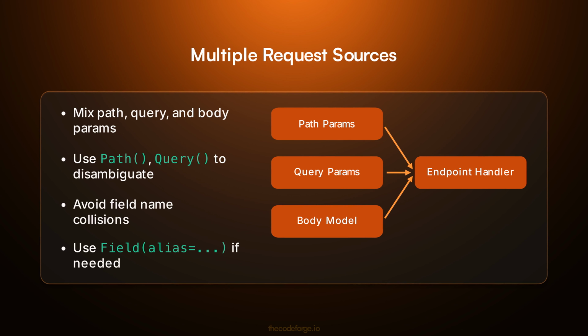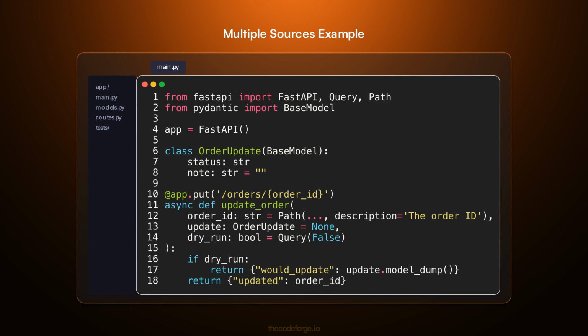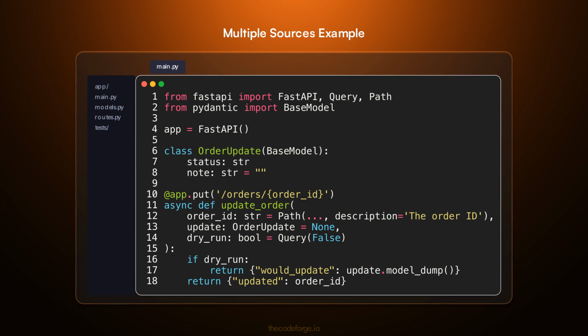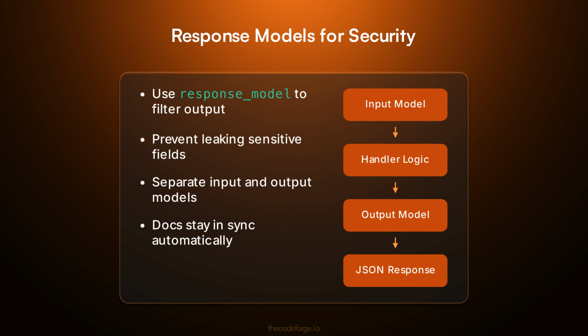FastAPI allows mixing path parameters, query parameters, and a Pydantic body in one endpoint. Use Path and Query to avoid ambiguity. Here, order_id is a path parameter, update is the body, and dry_run is a query parameter. FastAPI routes them correctly. Always define a separate response model to avoid leaking sensitive data like passwords.